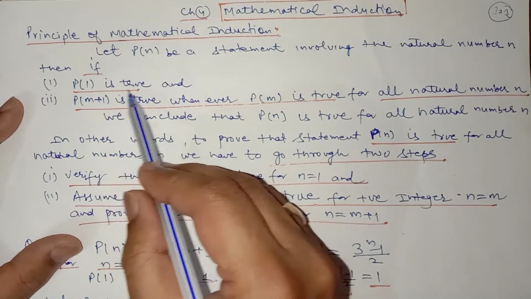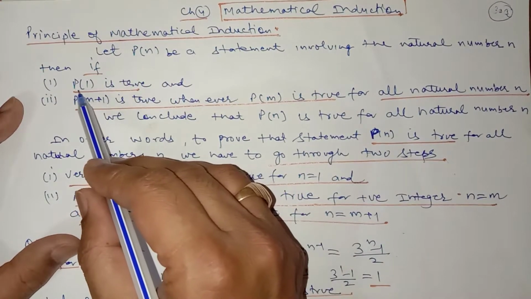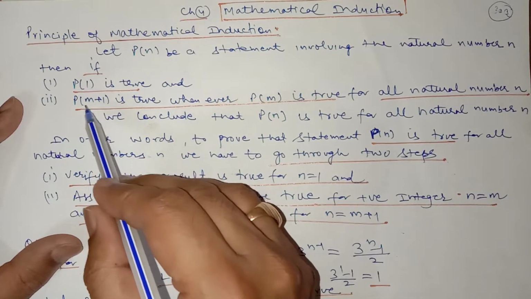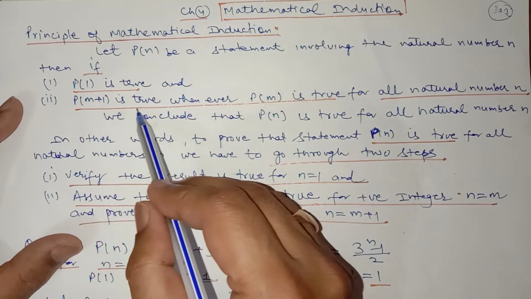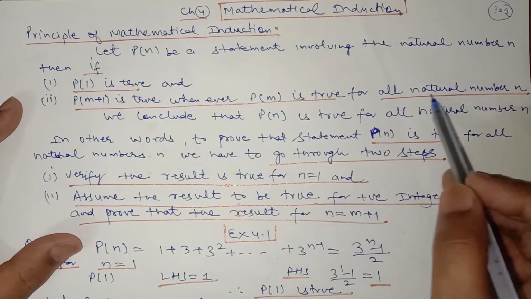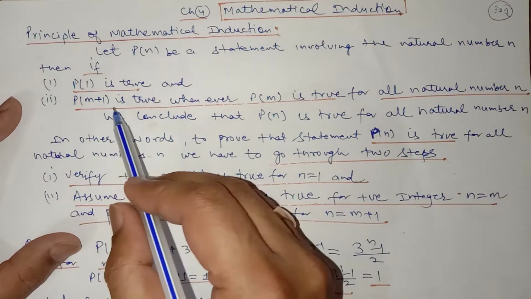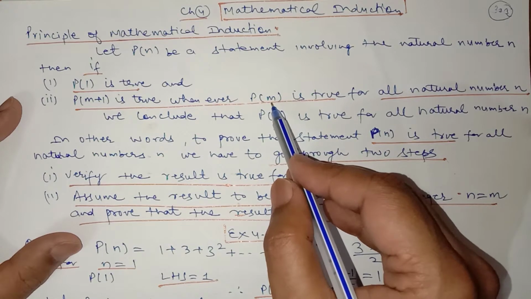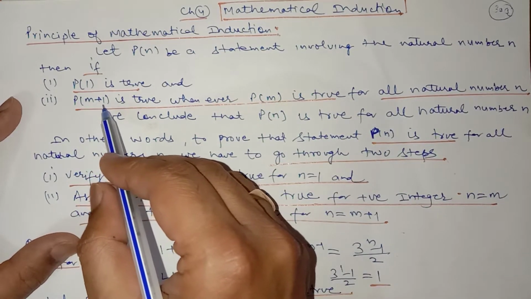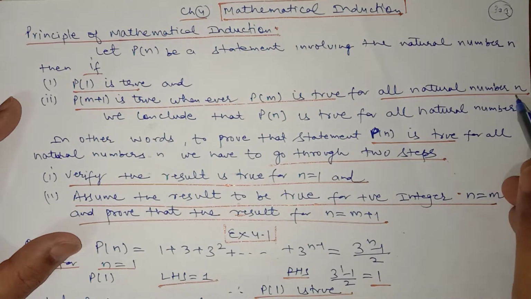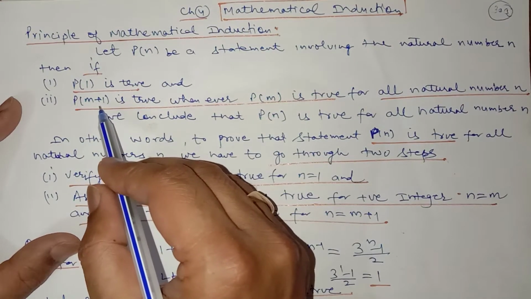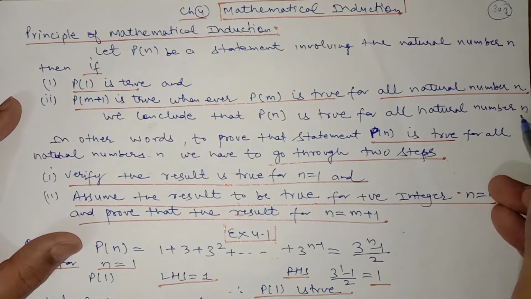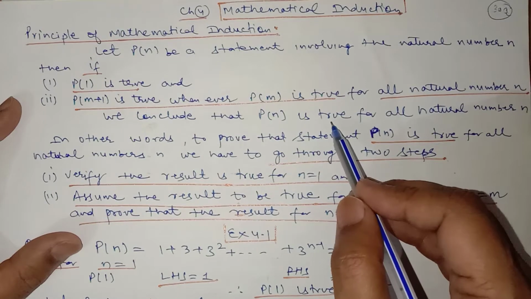Then if P(1) is true, which means the statement is true for the first natural number 1, then P(m+1) is true whenever P(m) is true for all natural numbers n. That is, whenever the statement is true for any natural number m, then P(m+1) must be true, where m or m+1 is also a natural number. We conclude that P(n) is true for all natural numbers.